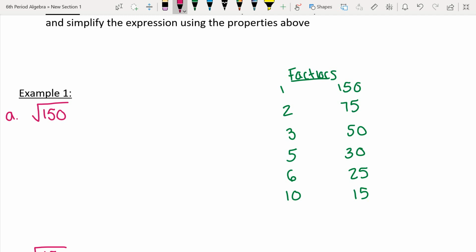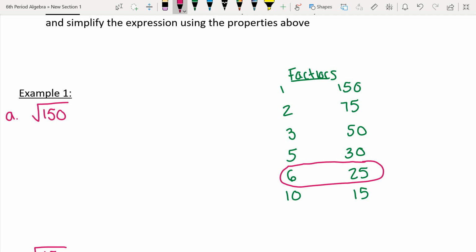I see 6. Well, 6 isn't prime, but that's okay. We can still keep it in mind. Let's look at its factor pair. Its factor pair is 25. What I know is that 25 is a perfect square. It's on my cheat sheet. So far, I have one factor pair that might work because I have a perfect square.